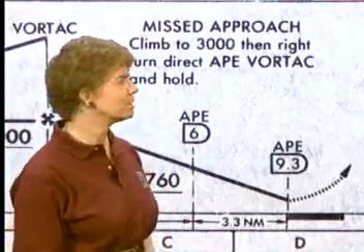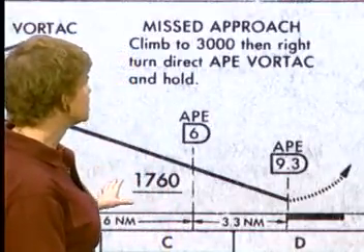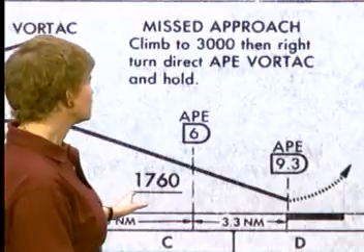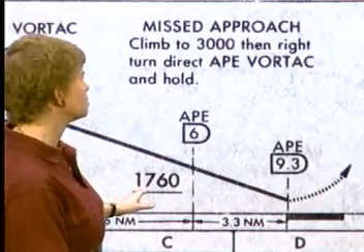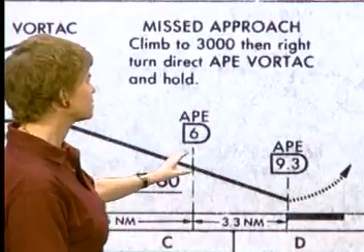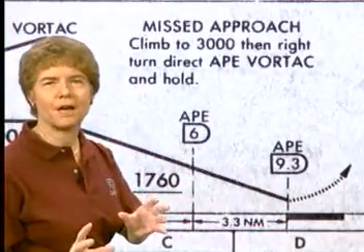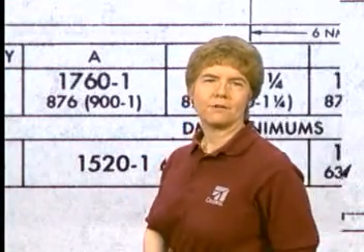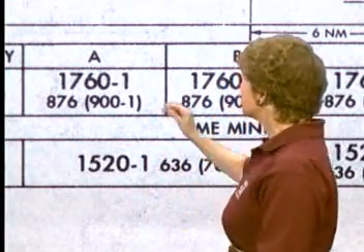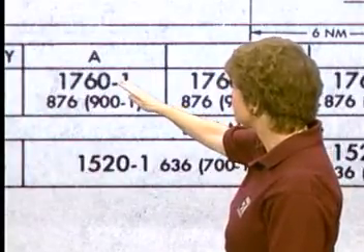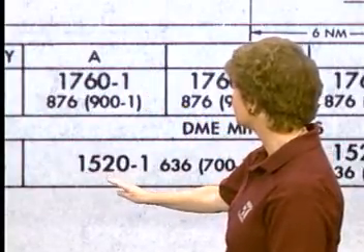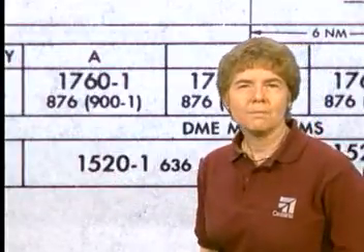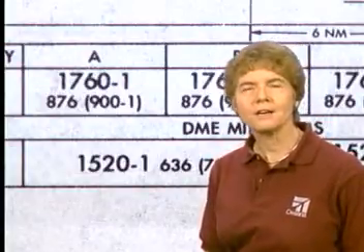You can still shoot this approach, but you cannot descend any lower than the 1,760-foot minimum altitude shown at the step-down fix. If the ceiling is above that, you'll still be able to get in. But if you can identify the 6 DME fix, you get to descend lower. Instead of 1,760, you get to go down to 1,520. And in bad weather, that 240 feet might allow you to successfully complete the approach and land.